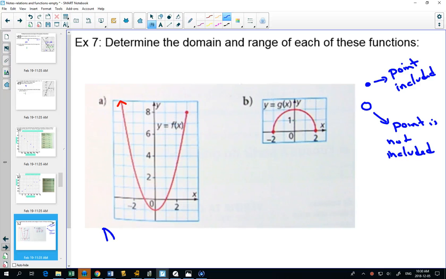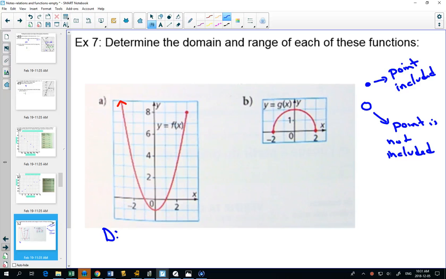So in part A, the domain. The domain are our x values. And so in this case, we want to think about which x values are possible. We're not just going to list 2, 1, 0, -1, -2, because the graph is joined, which means it includes every single point in between.